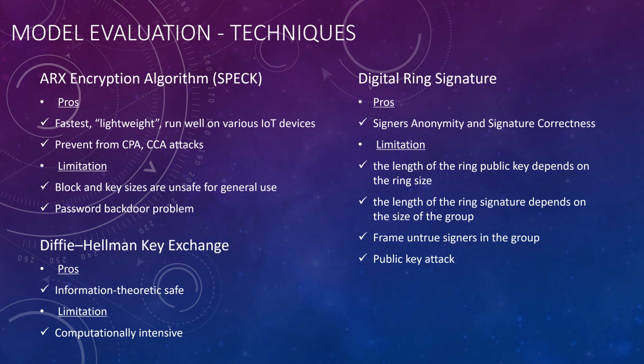However, the Diffie-Hellman algorithm is computationally intensive. It is vulnerable to blocking attacks. By using ring signature, we can achieve signer's anonymity and signature correctness, which makes it more prominent in terms of privacy and data security. However, there are some limitations in the size of rings and public keys. Besides, due to the unconditional anonymity of the ring signature itself, the signers can frame untrue members in the group.